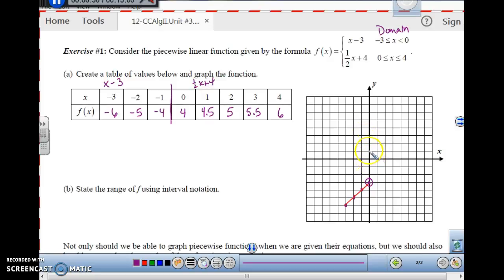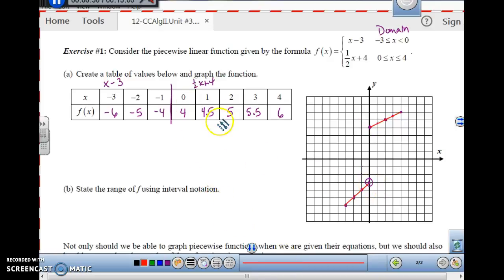So it would be 0, 4, 1, 2, 3, 4. And then 1 would be at 4.5, which would be there. 2 would be at 5. And then 5.5. And then at 6. And then there's the rest of my function, and it would be up like this. So it's got a jump in it at x equals 0 when it jumps to the other value.